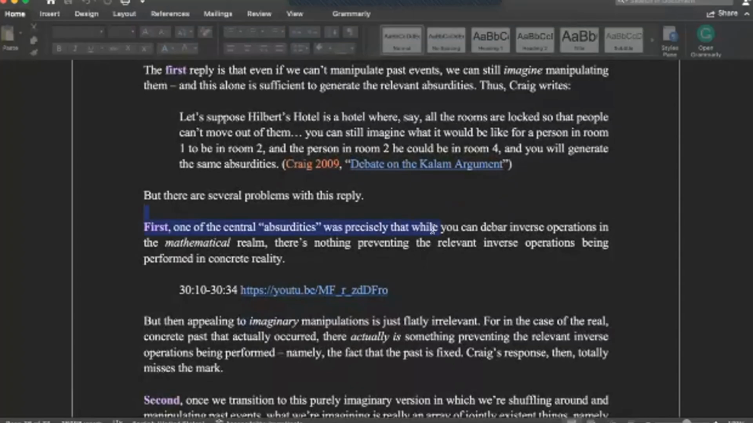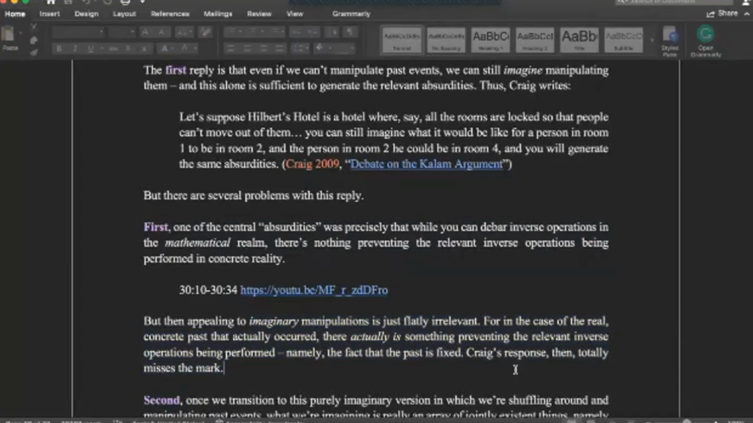So again, one of the central absurdities here was precisely that while you can debar these sorts of operations in the mathematical realm, there's nothing preventing the relevant inverse operations from literally being tangibly performed in concrete reality, right? Remember the original video that I played at the beginning of this whole thing? Craig was asking us to really imagine a flesh and bones person in the room. But in that case, appealing to imaginary manipulations is just flatly irrelevant. For in the case of the real concrete past that actually occurred, there actually is something preventing the relevant inverse operations being performed. Namely, the fact that the past is fixed.